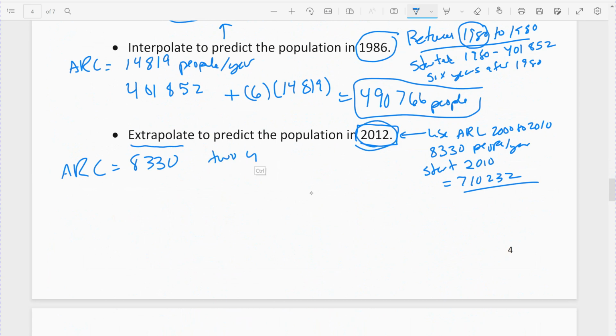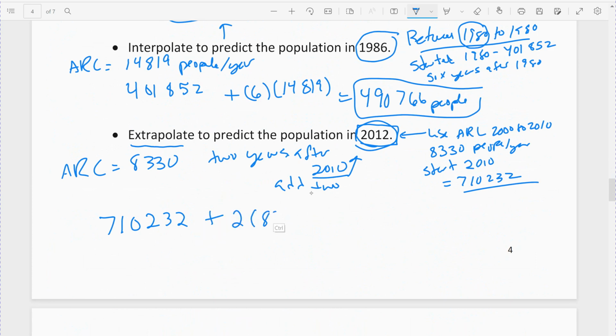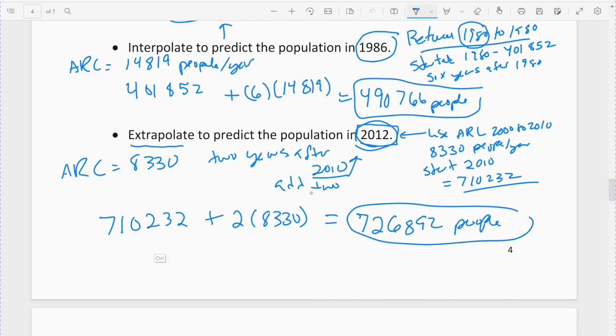2012 was 2 years after 2010, and so we're going to add 2 of these. So we start with 710,232. We add 2 of the 8,330s to give us 726,892 people. And again, making sure my number is sort of your check. Alright, that number should make sense. It should be bigger than 2010, but not a whole lot bigger because it's only 2 years later. So that number seems pretty accurate. Had I picked 2000, it would have been wrong because it would have been smaller than 2010. So it's sort of my check at the end there.